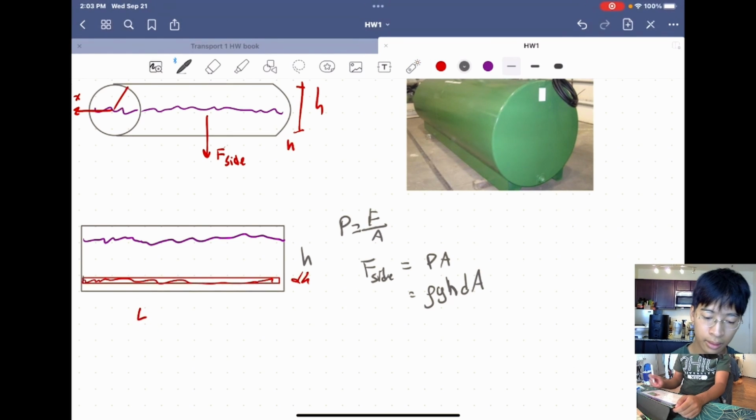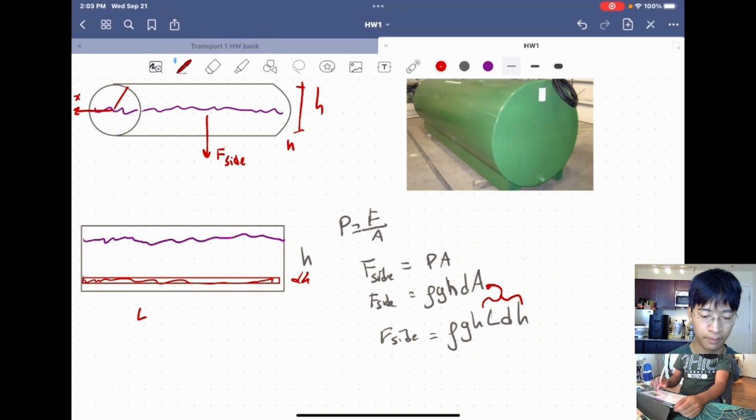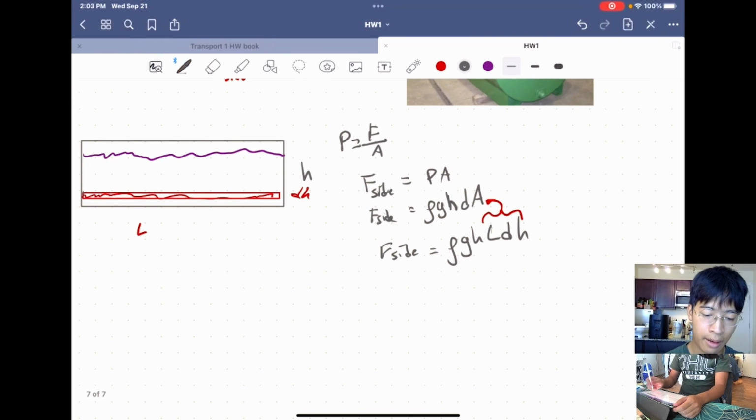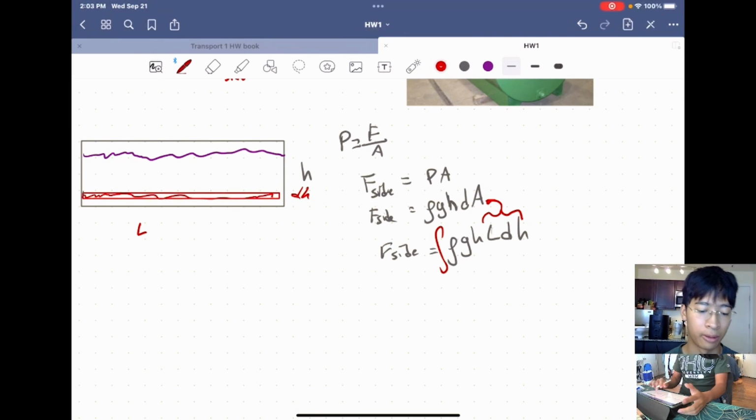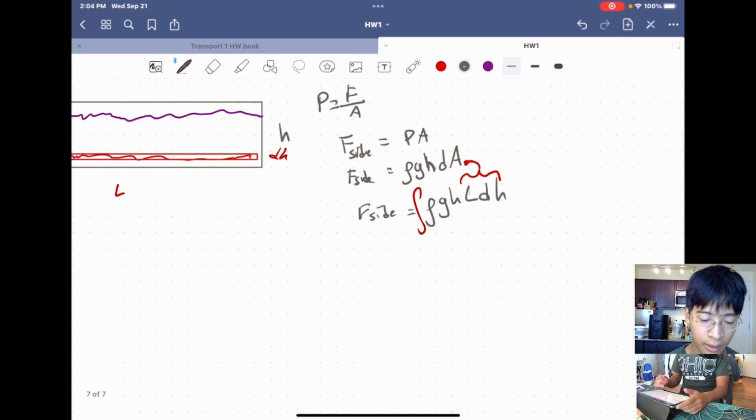So dA is actually equal to L dH. So F side is equal to rho g h L dH. Okay, I expanded this dA out. This comes from dA. Now what? I should integrate this, right? Because I want to add up all of my slices together to get the resultant force on the sidewall. So let's go ahead and do that.